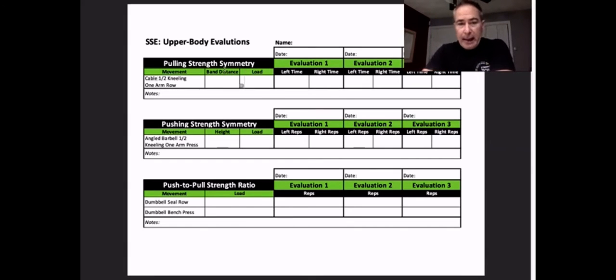Distance would be how far you are from the anchor point of the band, to make sure you replicate that each time, so you get the same length, not only on each arm, but on each arm for each subsequent evaluation. Now, my recommendation for that is to simply mark off with like a piece of tape or some sort of water bottle or something on the floor, and that way you can use it.